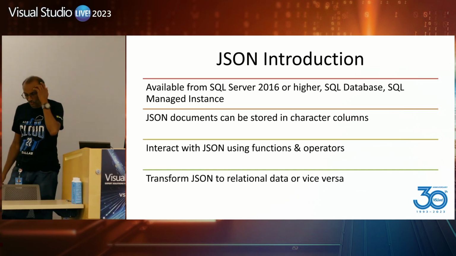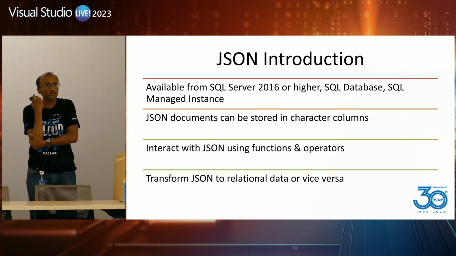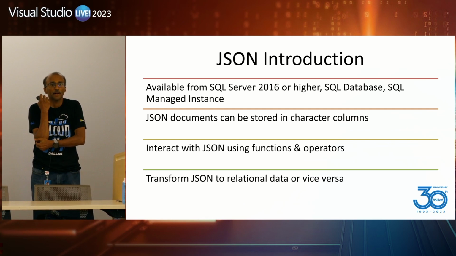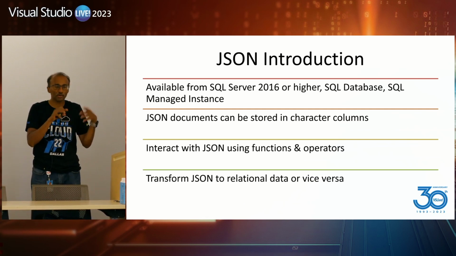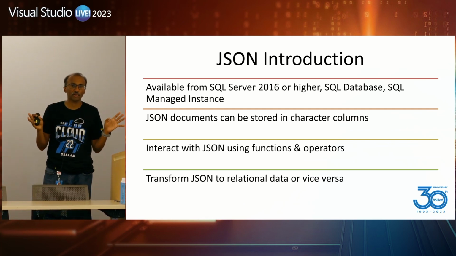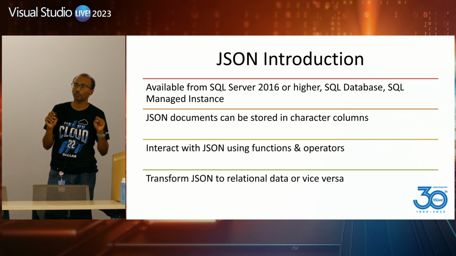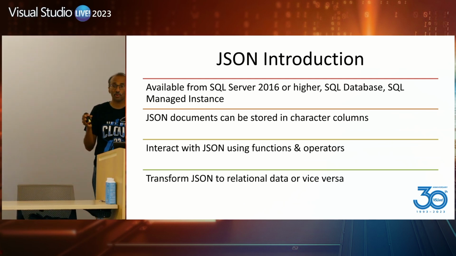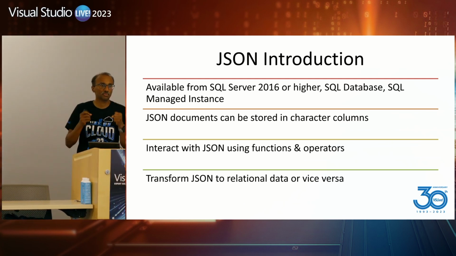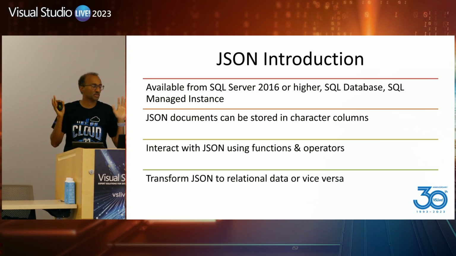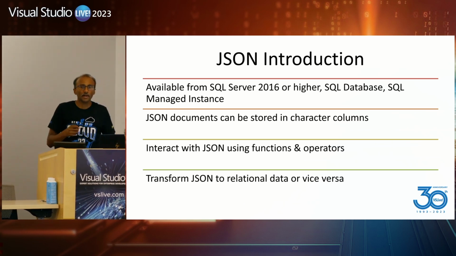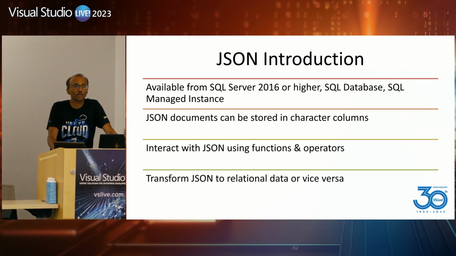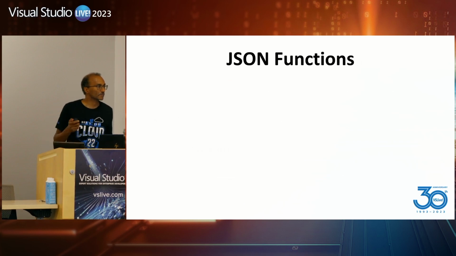JSON was added back in the 2016 release of SQL Server, and it's available now in pretty much all the places where we have a SQL product. Today you will store the JSON document as just a string column. It can be stored in varchar or nvarchar, it doesn't matter. And the way you would interact with JSON is through a set of functions and operators, which is what we'll look at.